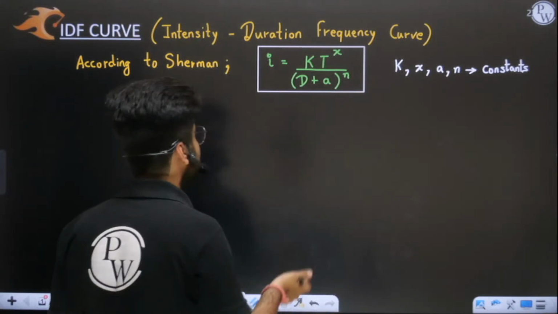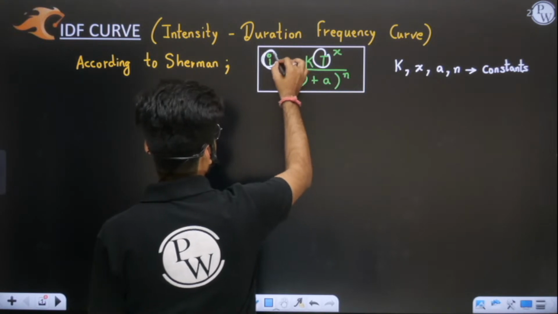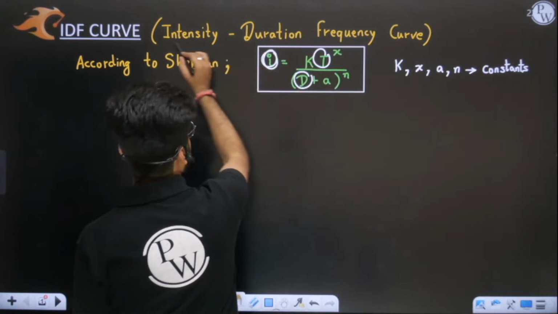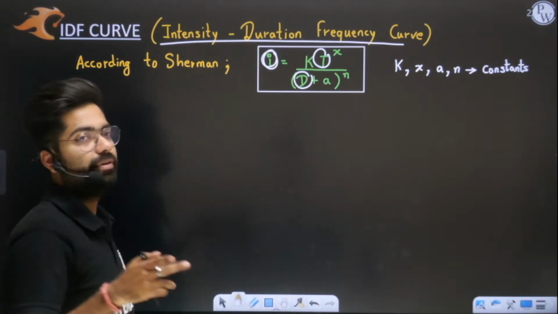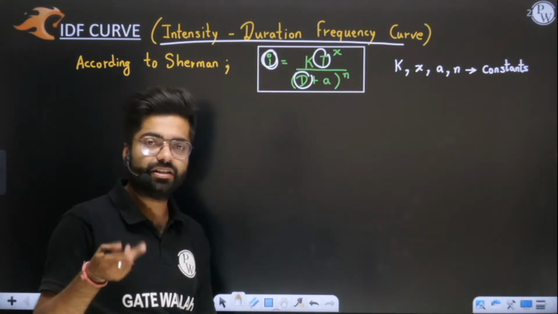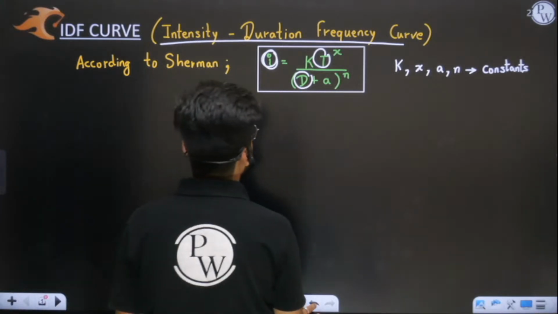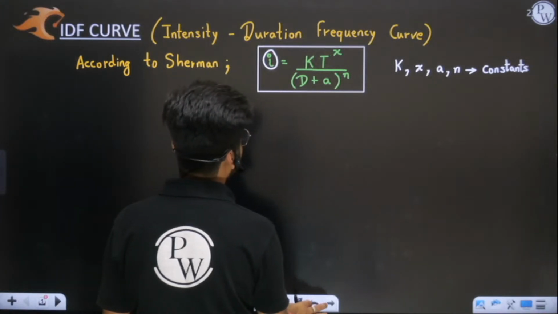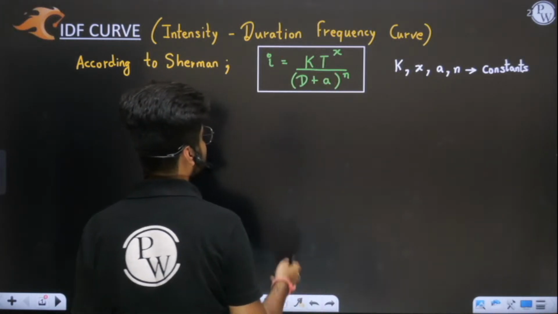But sir, one thing which we can see here is that I is proportional to T and I is inversely related to D. This curve will be drawn between two parameters. Either it will be drawn between I and T, or it will be drawn between I and D. So first we are going to understand the relationship between I and T. Can you predict what is the relationship?